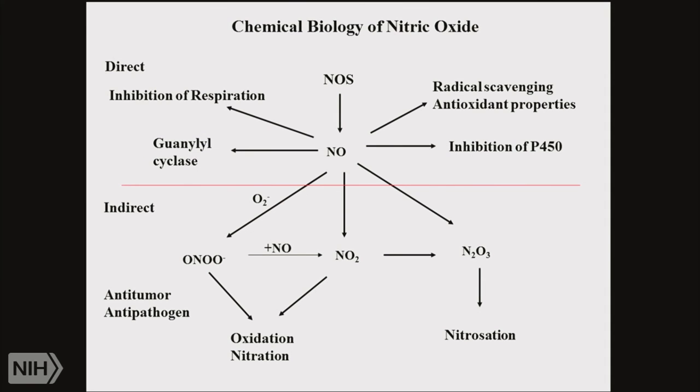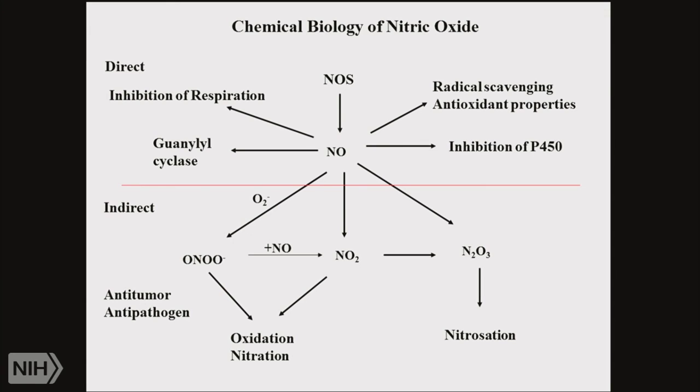Nitric oxide, we have a little different story here. NO at high enough concentration can inhibit respiration through direct effects here. NO can activate guanylate cyclase. NO actually inhibits cytochrome P450 and the radical reaction. So these actually require much lower concentrations of nitric oxide here.